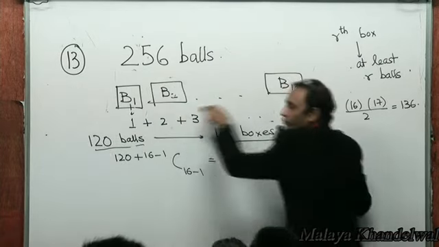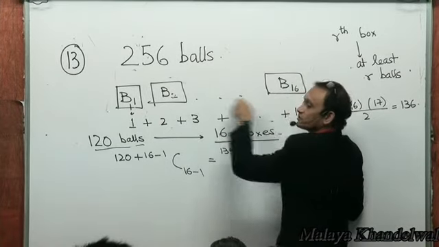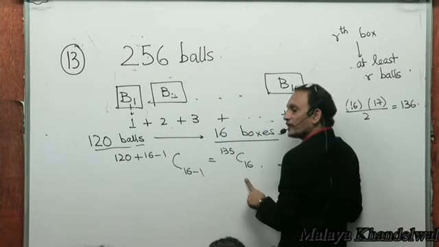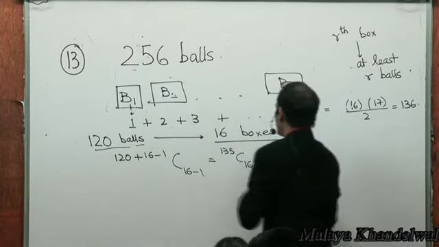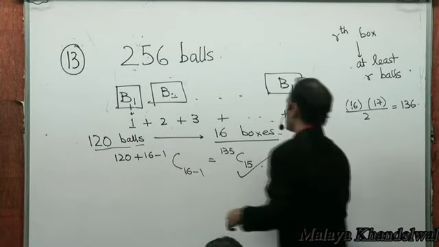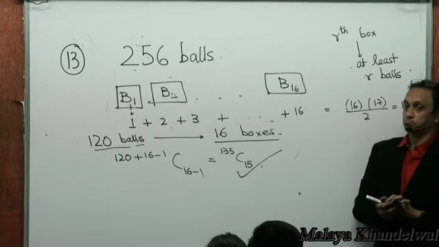So that makes it 135 C 15 ways. There is only one way of doing the first step. The rest of the balls could be distributed in these boxes, with one or more boxes getting nothing, in 135 C 15 ways. That's the count. This is the answer. 135 C 15. Yes or no? Right?